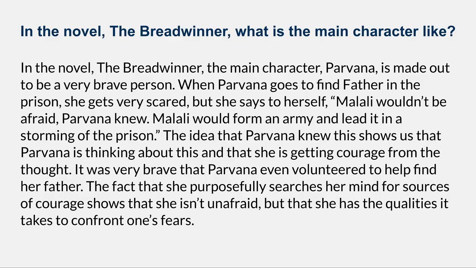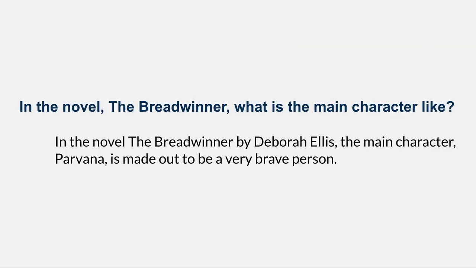As we continue to talk about what a point is in a PEE paragraph, let's look back at our example from last video. We looked at the question, in the novel, The Breadwinner, what is the main character like? And if we look at the point to the paragraph that we wrote, you can see that it reads, in the novel The Breadwinner by Deborah Ellis, the main character, Parvana, is made out to be a very brave person. In this point, you can see both the text title and the author's name.